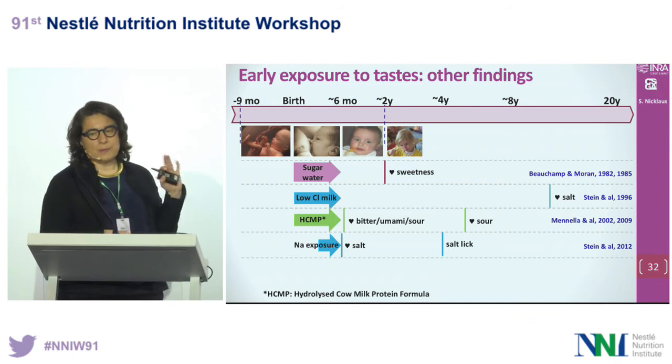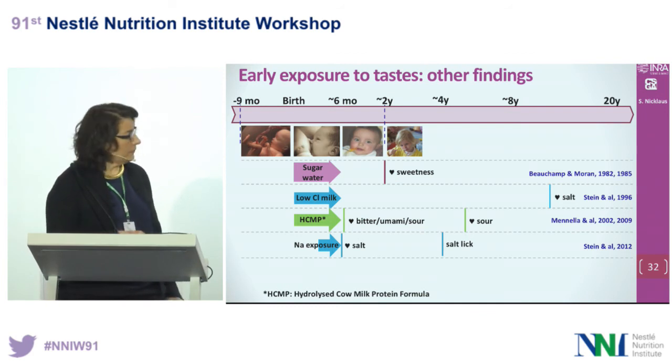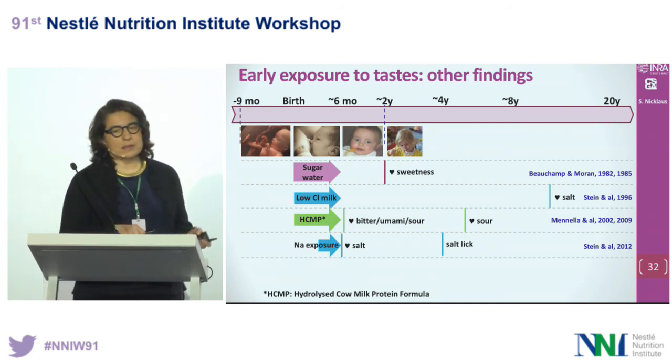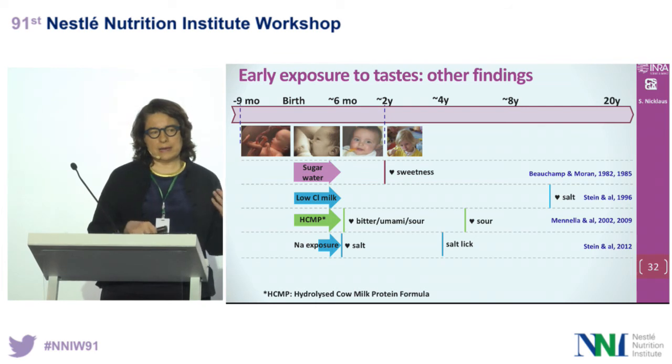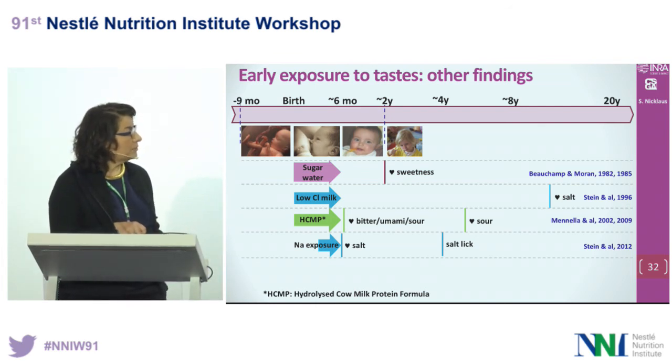Infants exposed to a milk with lower sodium chloride content tend to prefer salt when they are teenagers. And in this case, it's not an exposure effect, but probably they lacked chloride at some point, and then they want to compensate.